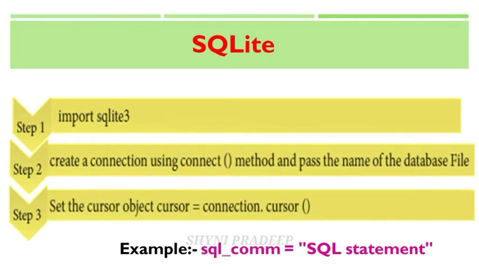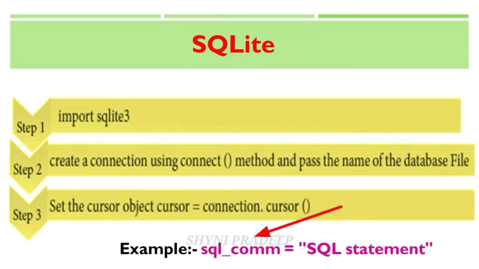Next, see step 3. Set the cursor object: cursor = connection.cursor(). In the third step, the records will be fetched from the database. Here, the cursor has a major role in working with Python. All the commands will be executed using the cursor object only. Here the cursor object is given. All the commands will be executed by using this cursor object.